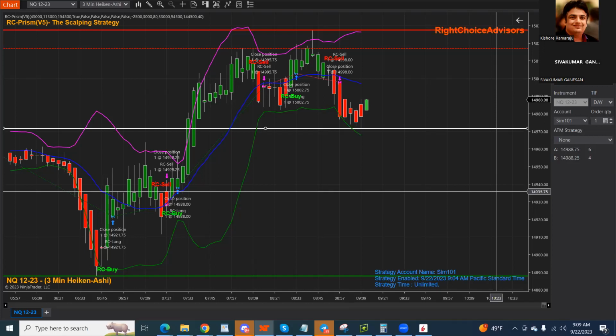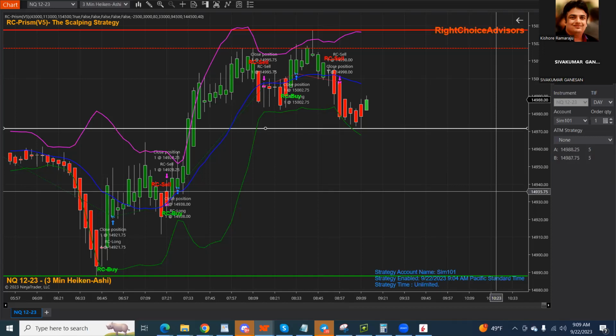Right? If we know colors, if we know top and bottom, even if we teach our kids, they can also use the algo. The only thing is we need to know green and red. We need to know what is top and bottom.